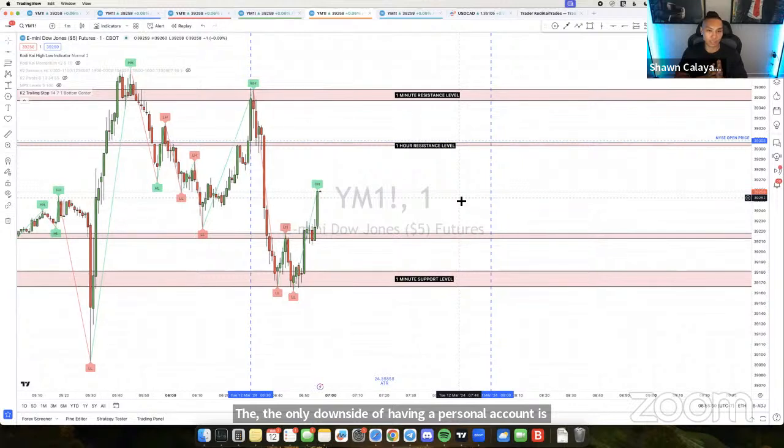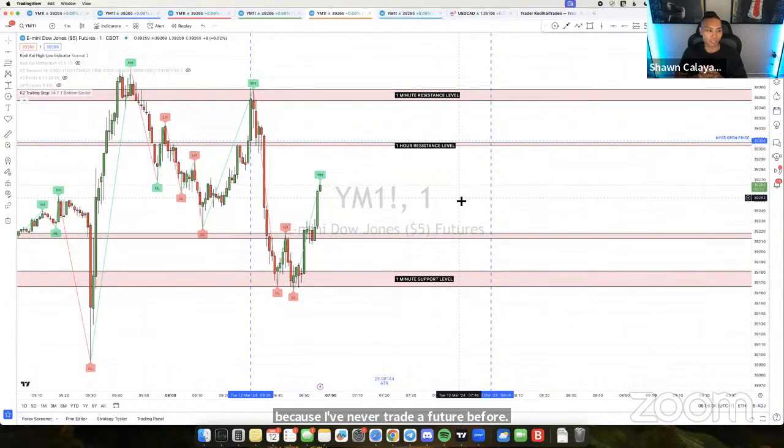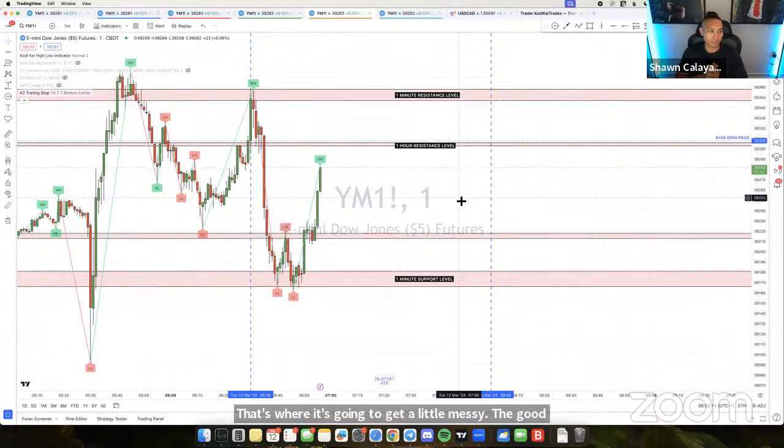I'm not sure how taxes are calculated through futures because I've never traded futures before. So I guess we'll see what happens when I fill out my taxes at the end of the year. That's where it's going to get a little messy. The good thing is that it is a US company, so they're going to give you a 1099 or an actual tax document. It's always a problem with Bitcoin or crypto because you don't get tax documents for a lot of those.